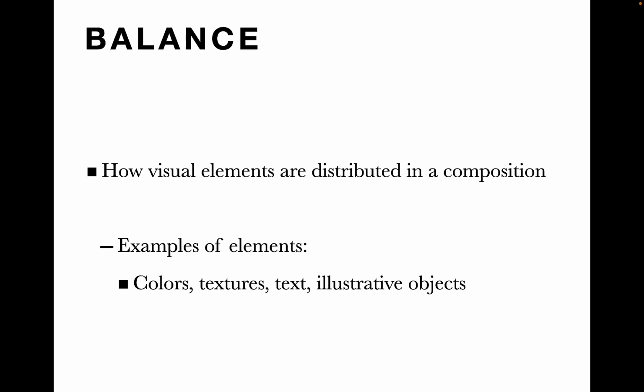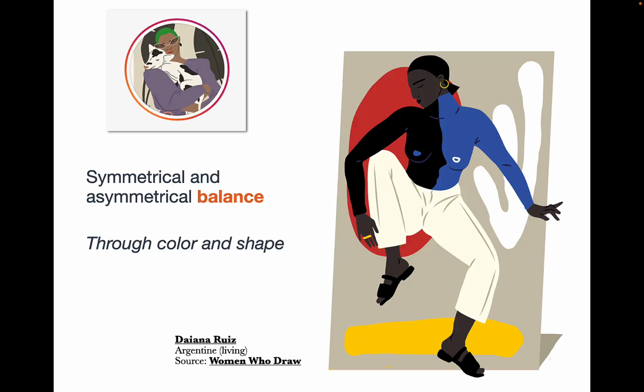So balance. Balance is how different elements are distributed in a composition. So the elements like we talked about, colors, textures, text, anything, objects. So it's really how you're distributing them throughout, either if it's symmetrical balance or asymmetrical.